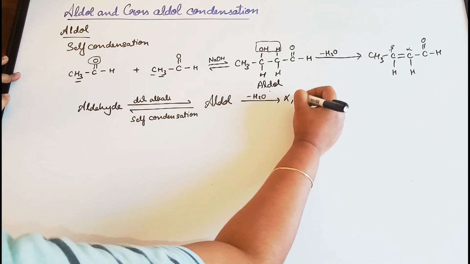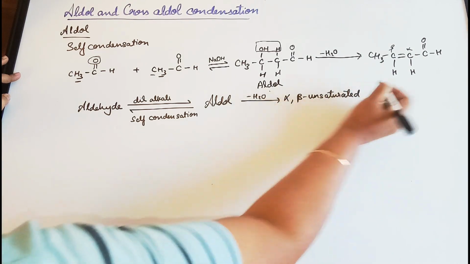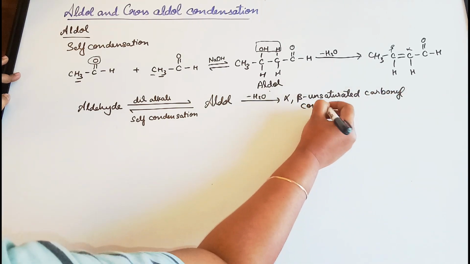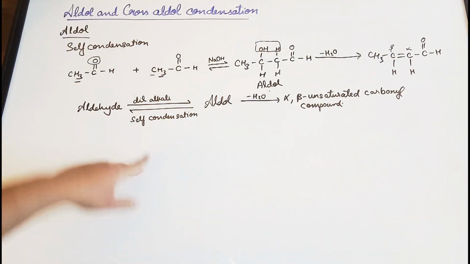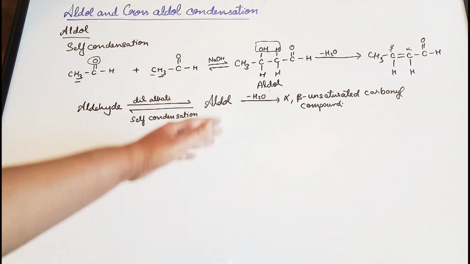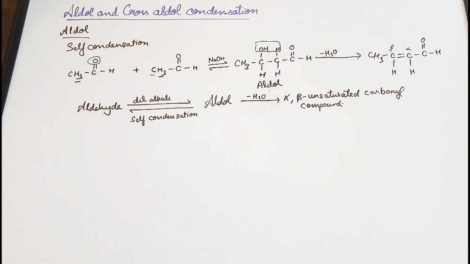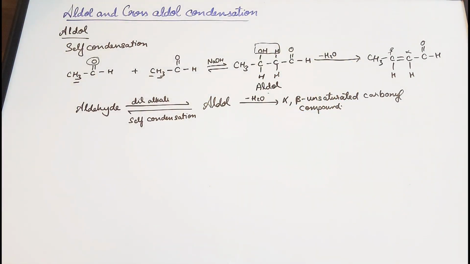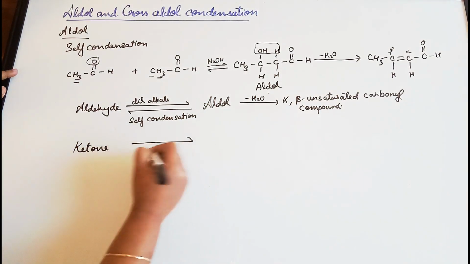Alpha beta unsaturated carbonyl compound. So an aldehyde is undergoing self-condensation in the presence of dilute alkali to give us an aldol. Aldol is unstable, so it loses a water molecule and gives us an alpha beta unsaturated carbonyl compound. And the reason we call it aldol is because it consists of an aldehyde group and an alcoholic group in the same compound.